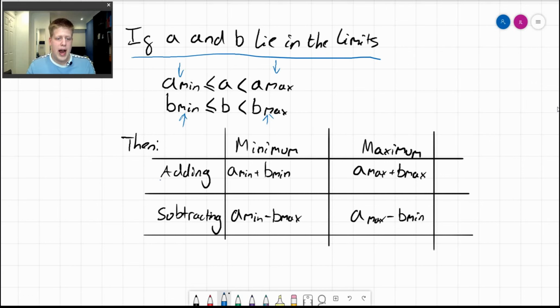then when we are adding two things together, to find the minimum, we just need to add the lower bounds of each, A min and B min, and to find the maximum, we need to add the maximum of both, so A max and B max. And when we are subtracting them from each other, to find the minimum value, we need to take the minimum of A, and we need to take that away from the maximum of B to get the smallest value possible. And when we want to find the maximum, we need to take the maximum of A and take that away from the minimum of B to get the largest value possible. So that's it. Next up, we're going to look at multiplying and dividing limits of accuracy together.